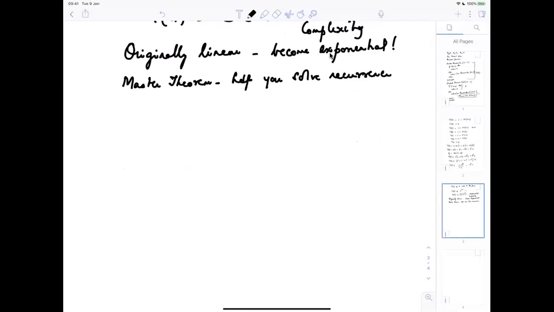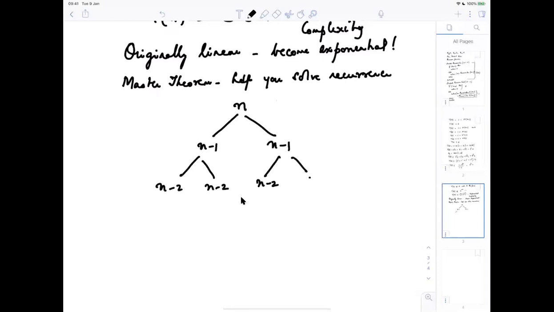So let us look at this recurrence over here. We are looking at the recurrence of t of n, so we started out with n. This branches out and creates two functions of n minus 1. Each of these creates two functions of n minus 2, n minus 2, n minus 2, n minus 2.